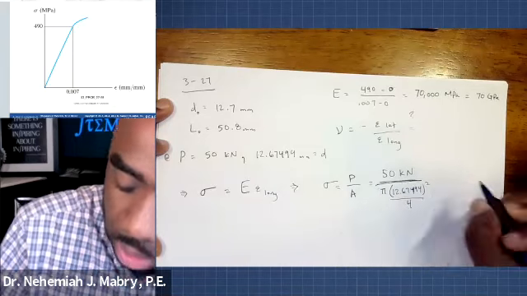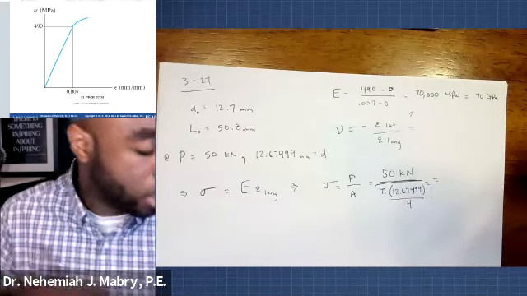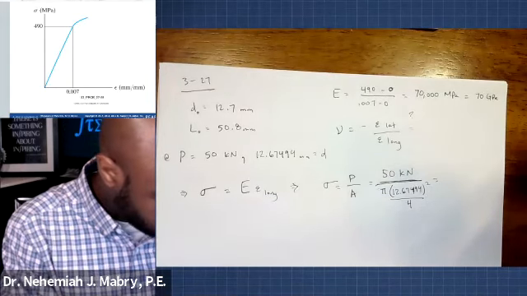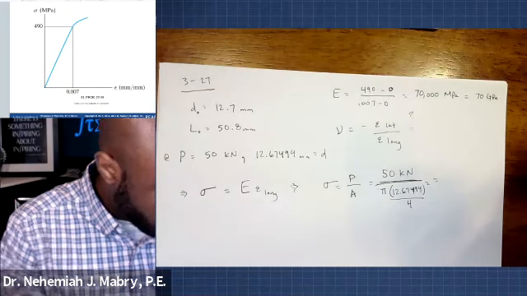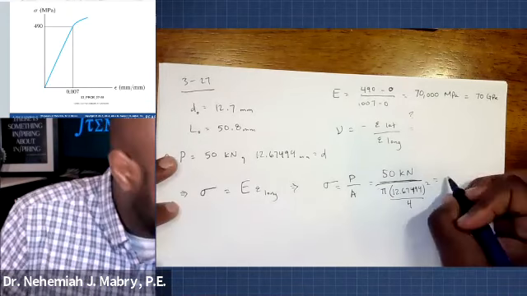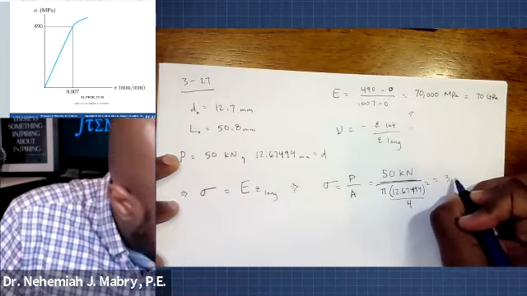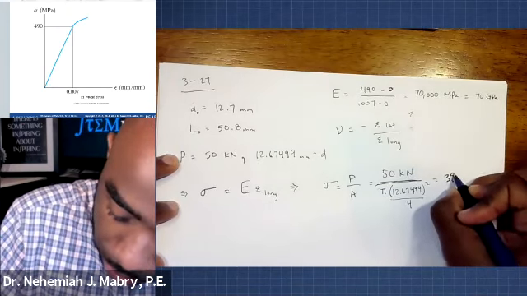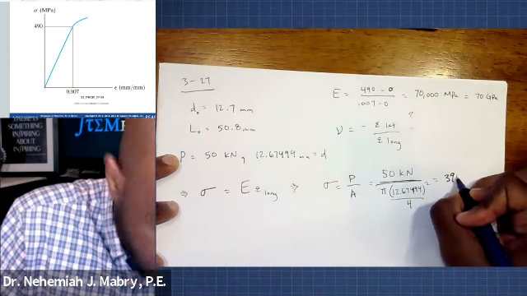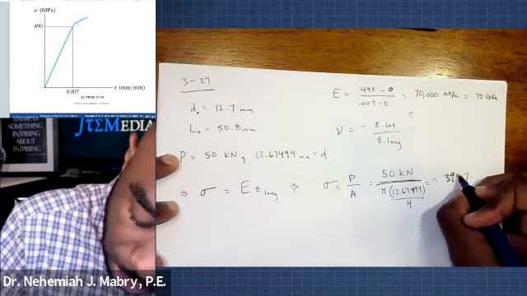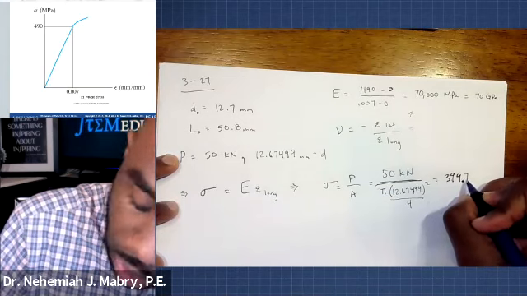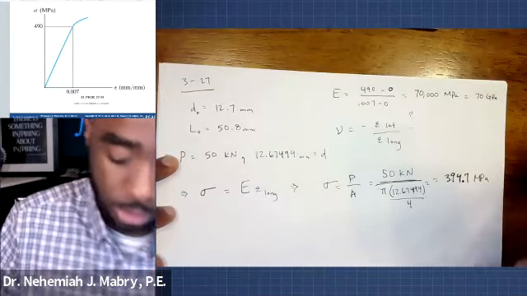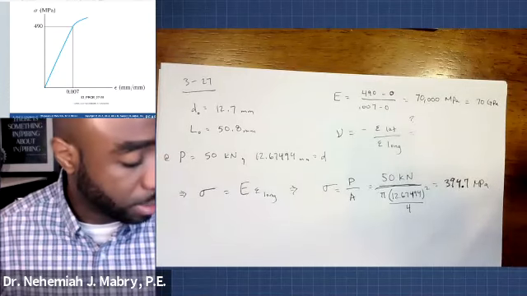Let's go ahead and put that right into the equation. We could do the math straight up in that. What I have here, if you concur, is 394.7. So it's 394.7 MPa. That's our stress.